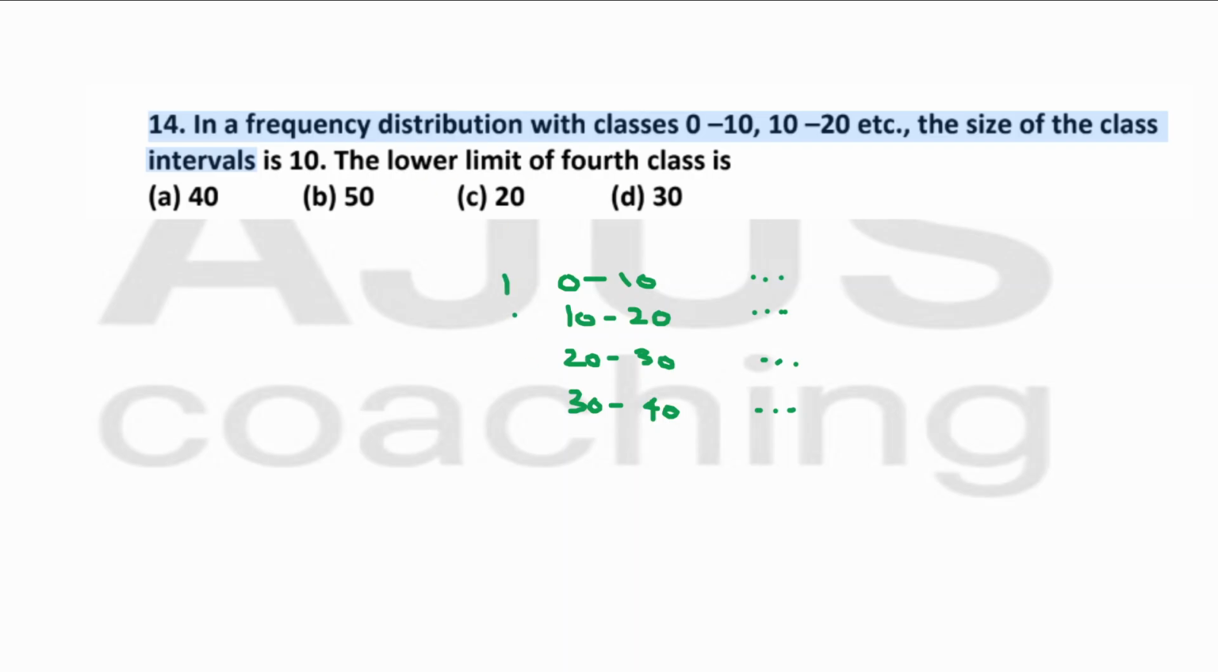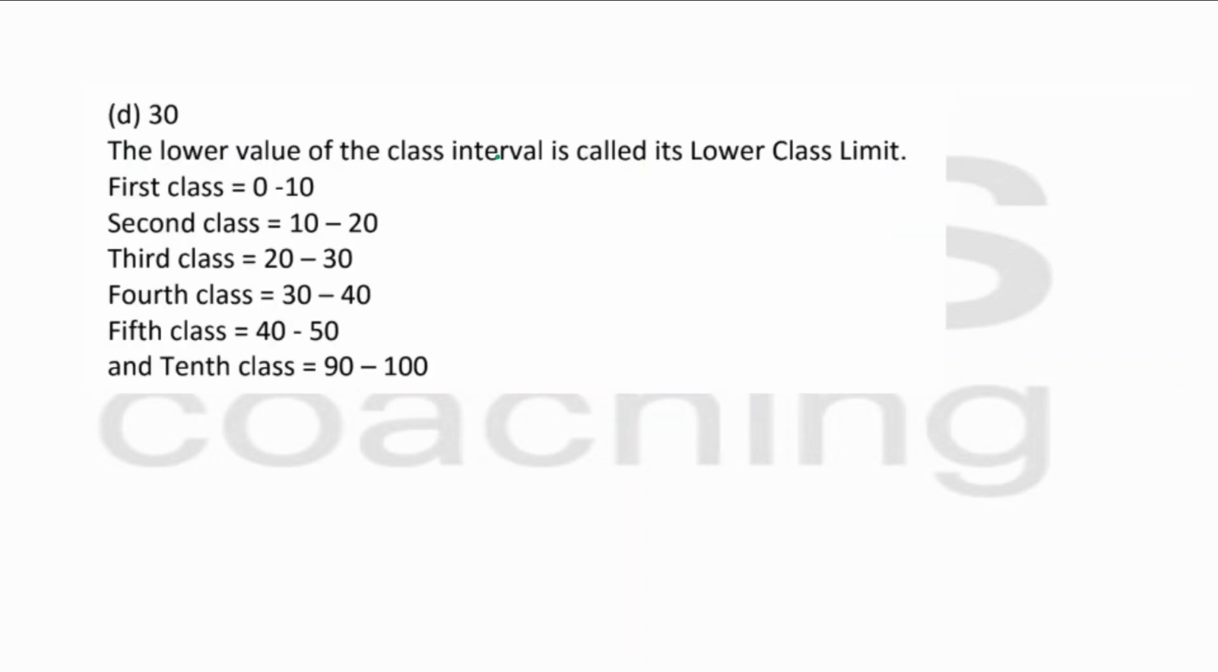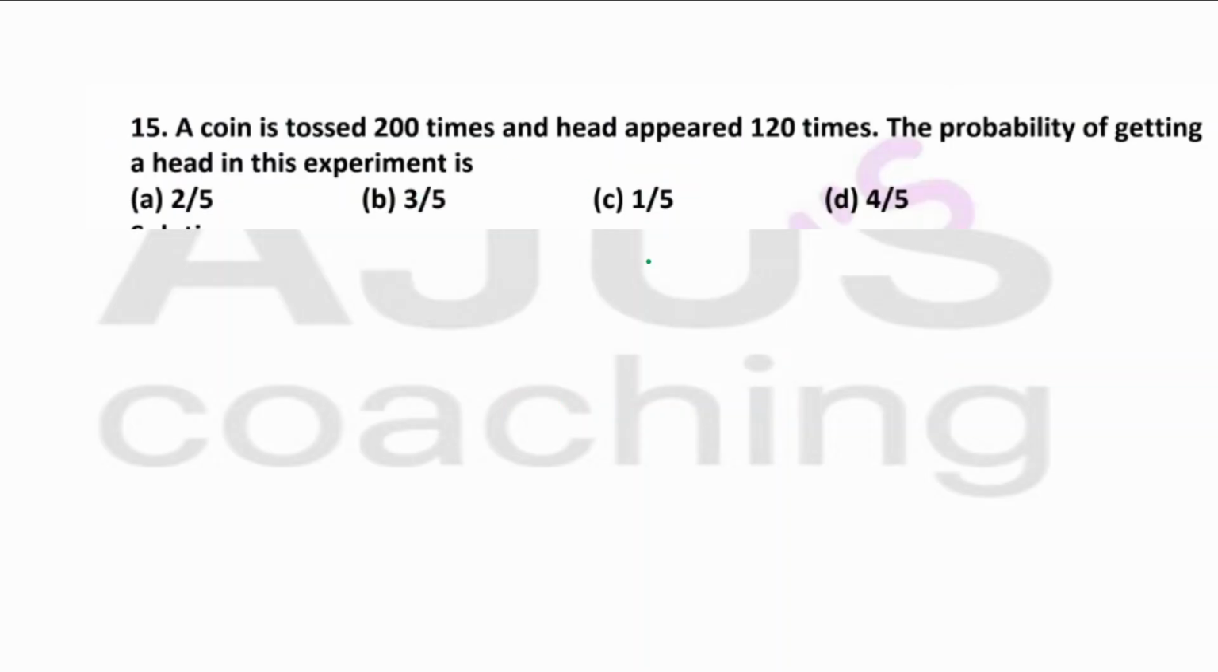This is the first class, this is the second class, this is the third class and 4th class. The lower limit of the 4th class is 30. Okay, 30 is the right answer. Now you please correct your solution. Pause. Resume. Okay, read this question and try to solve this problem in your notebook.